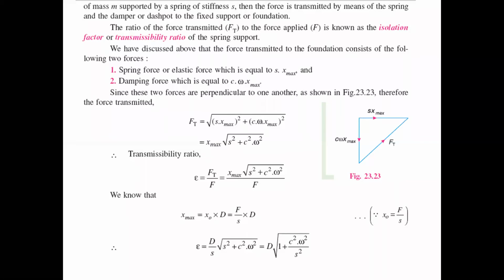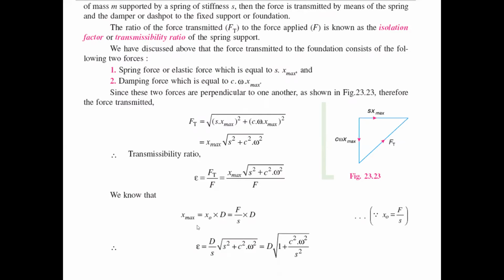Now we are going to write the transmissibility ratio, which is represented by a small e. So e equals force transmitted by force applied, that is Ft by F. Ft is already written earlier, so that is x max into square root of s squared plus c squared omega squared, divided by F.